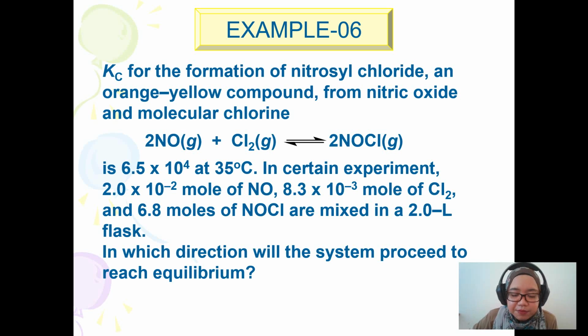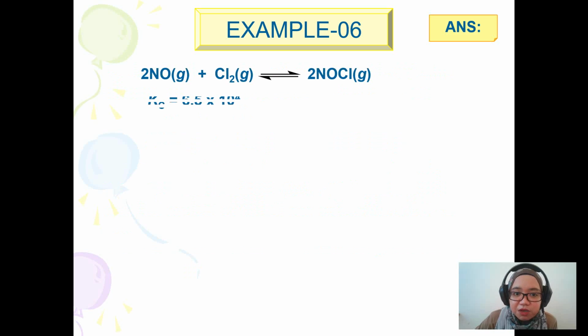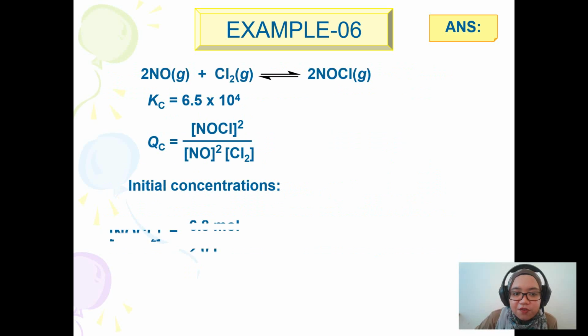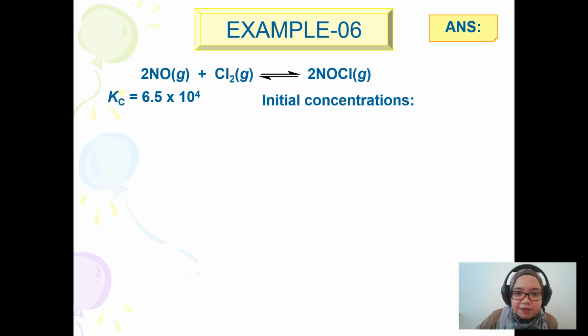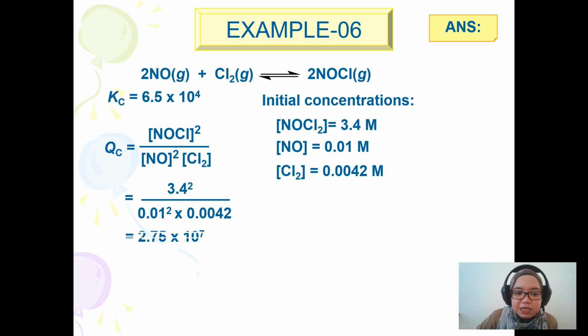So, what we need is to find the Qc, because they have already given us Kc. Kc is at equilibrium, but they give us moles, in terms of initial mole. So we have to find the initial concentration and find the Qc, and then we can compare the Qc with Kc. First we need to find the concentration, then we substitute the concentration into the Qc. Then we will get Qc equals 2.75 times 10 to the power of 7.